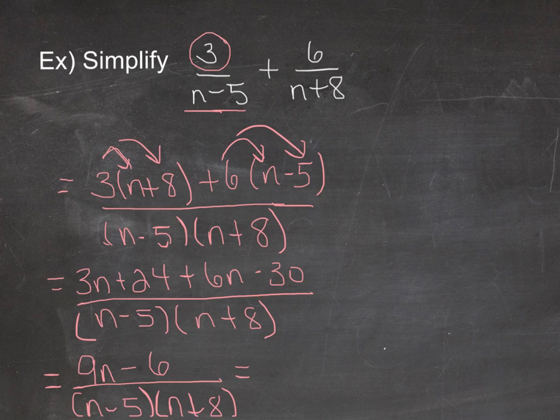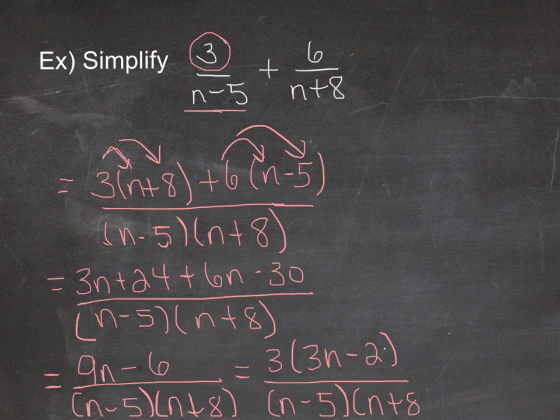Okay, and then I should look again, can I factor anything from the numerator? I can. I can factor out a common term of 3, so I have 3 times 3n minus 2 all over n minus 5 and n plus 8.